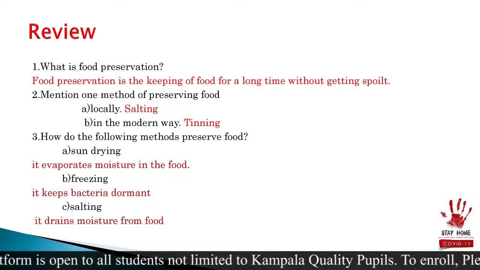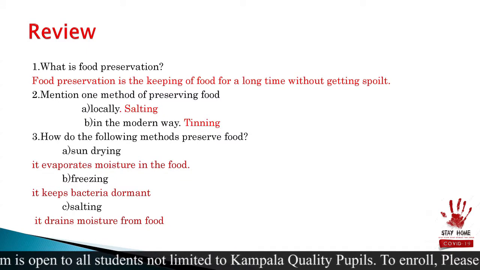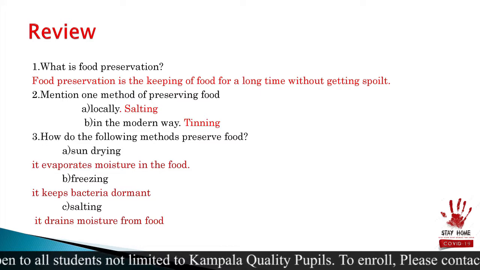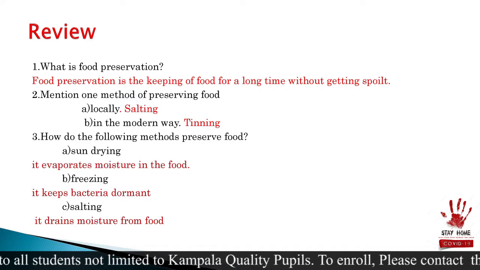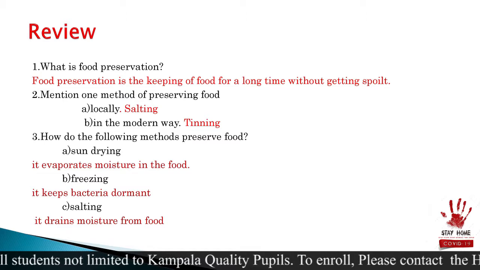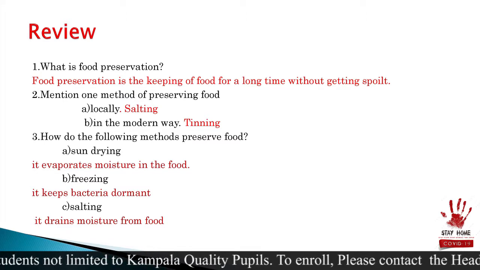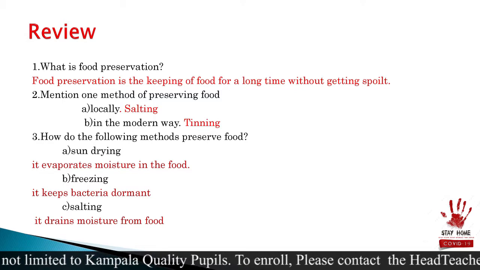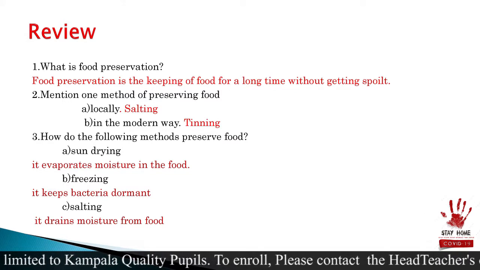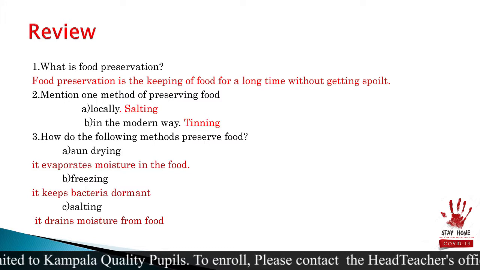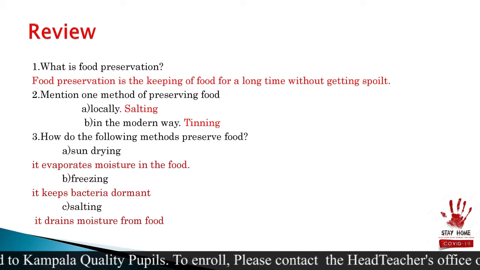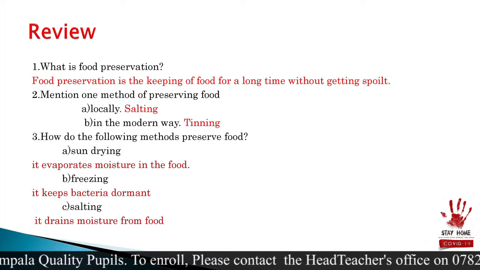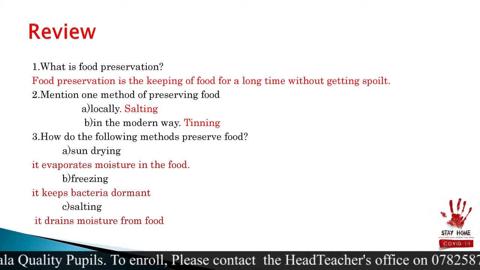Then there is another one. How do the following methods preserve food? One, sun drying. Sun drying, we said, it evaporates moisture in the food. Then the other one is freezing. Freezing keeps the bacteria dormant.